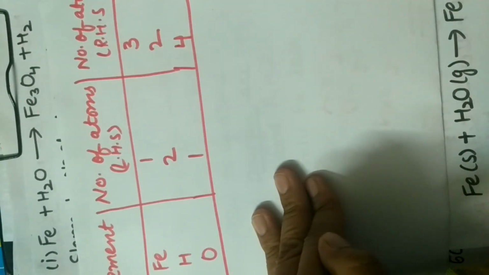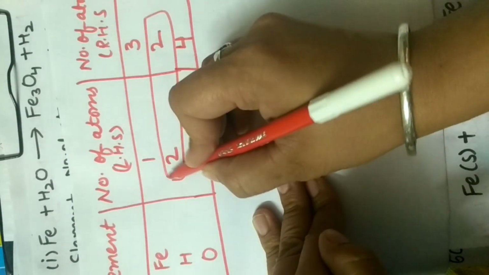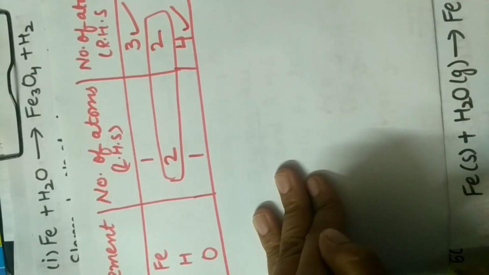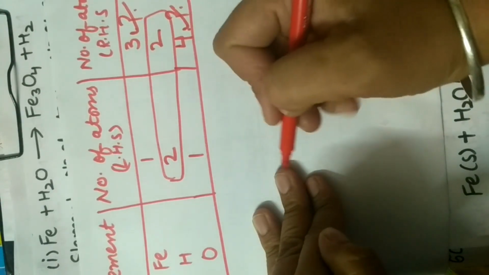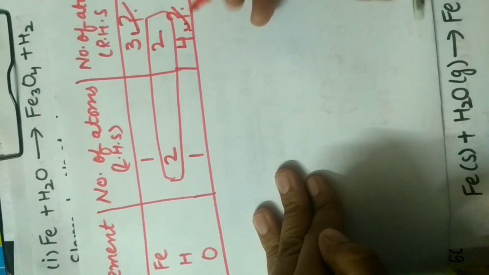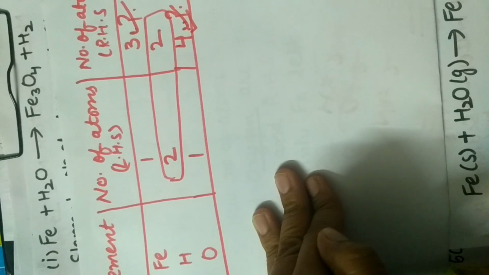Now if you see this carefully, you will find that hydrogen is already balanced here. Only two elements are not balanced. Iron is not balanced, as well as oxygen is not balanced. Now the question is, which one will be balanced first? Either oxygen is balanced first or iron is balanced first. You will see, beta, we will start with the oxygen, because oxygen is having the maximum number of atoms, that is 4. So we will start with the oxygen atom.